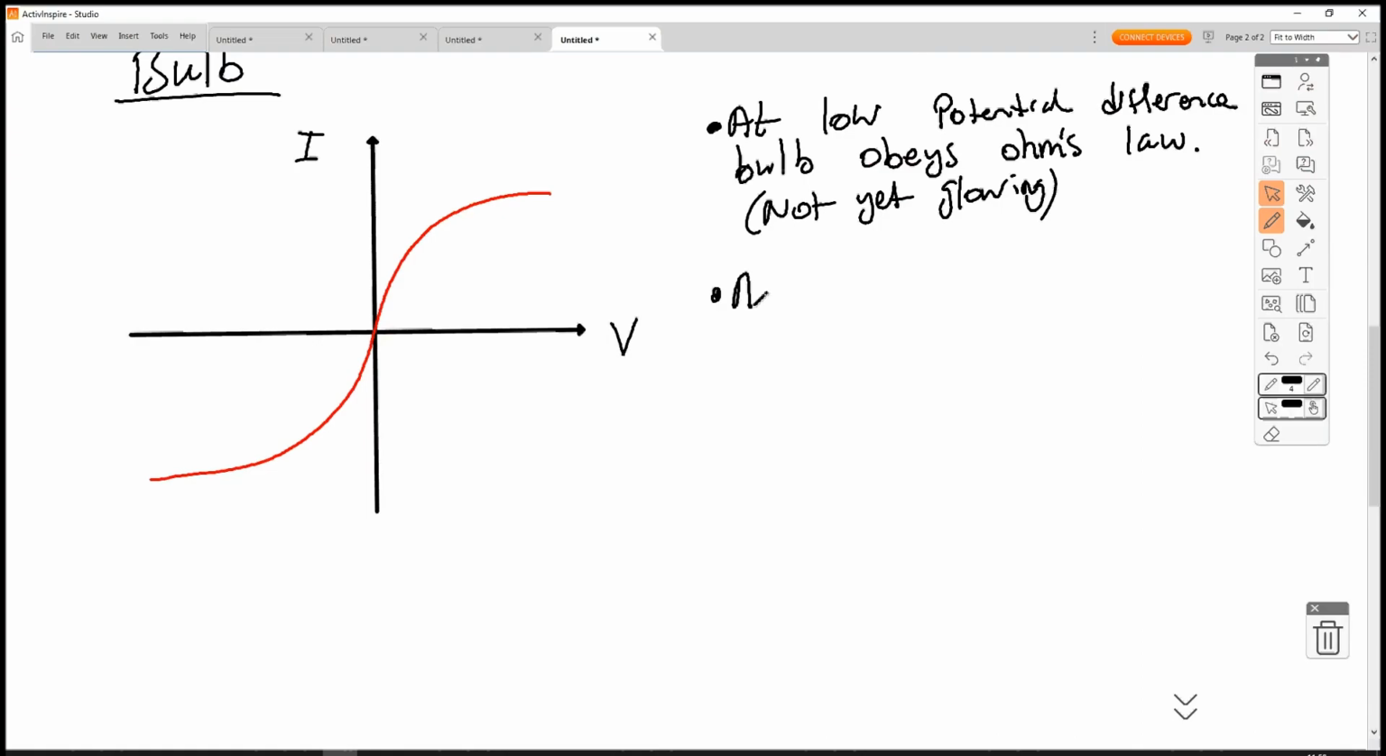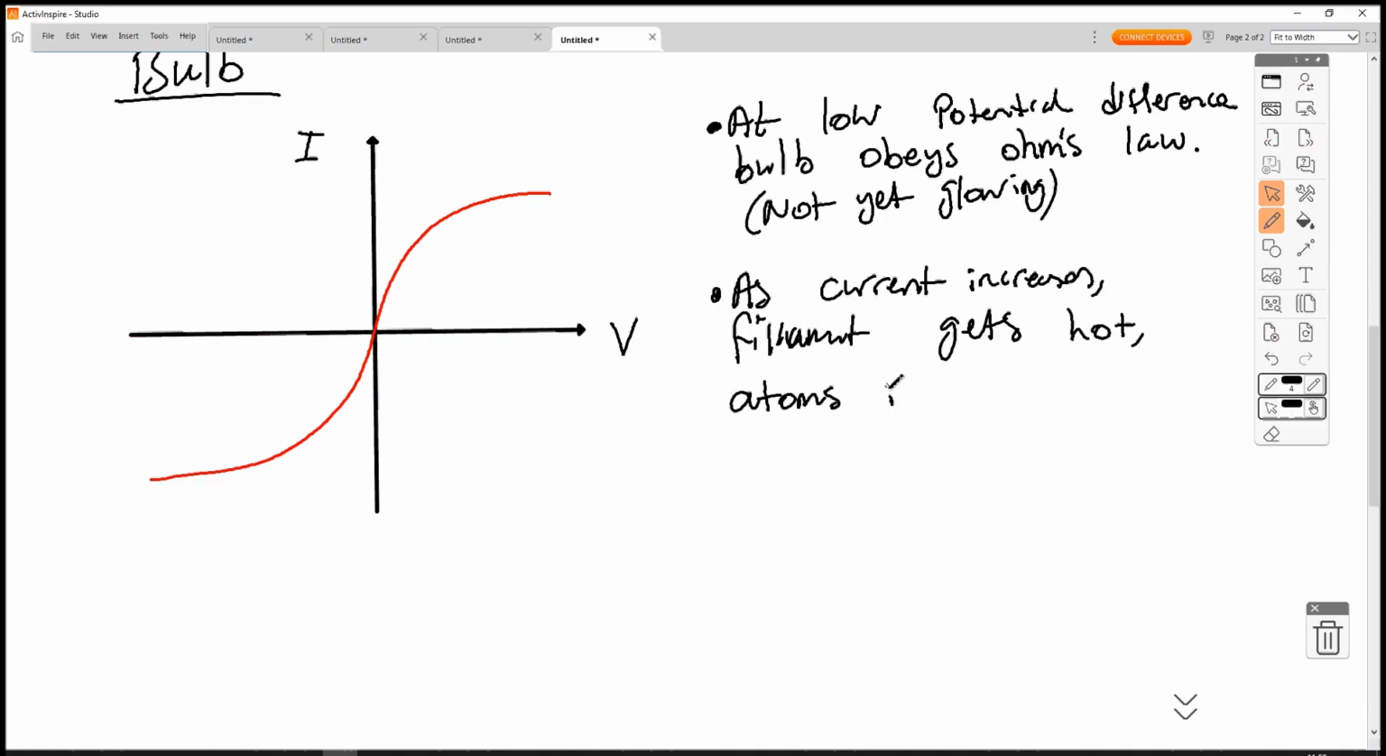Then we'll say that as current increases, the filament in the bulb gets hot. If the filament gets hot, atoms in the lattice vibrate.